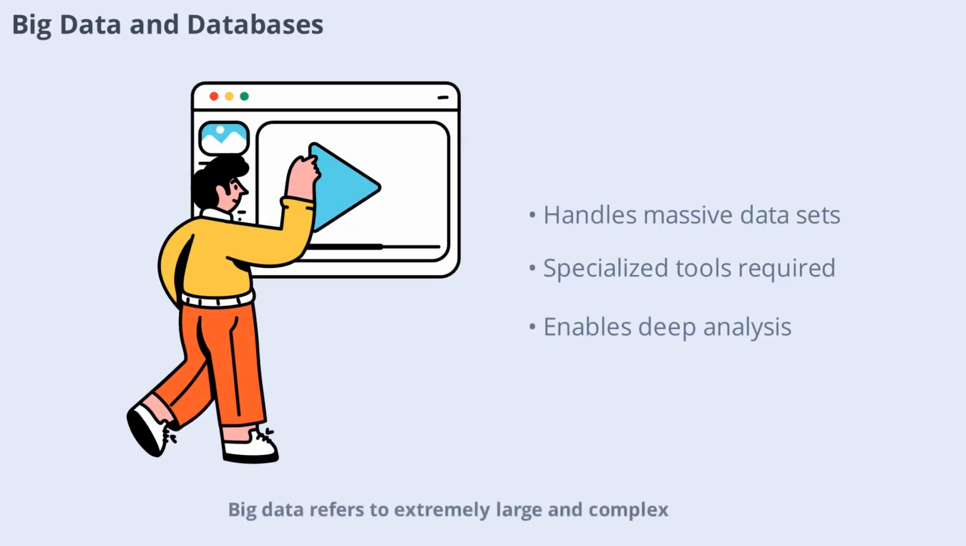Big data refers to extremely large and complex data sets that traditional databases can't handle efficiently. Specialized databases and tools like Hadoop and Spark are used to store, process, and analyze big data. These technologies enable organizations to extract valuable insights from massive amounts of information.